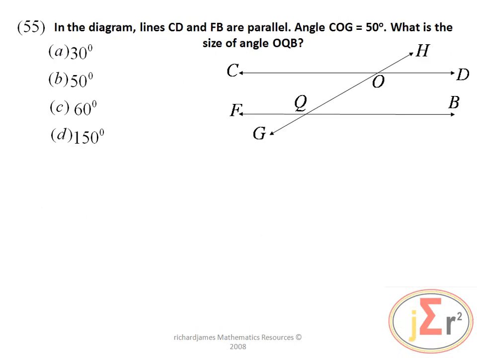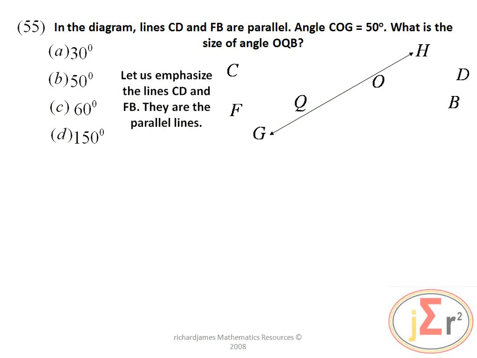In the diagram, lines CD and FB are parallel. Angle COG is 50 degrees. What is the size of angle OQB? So, let us emphasize the lines CD and FB. They are the parallel lines.